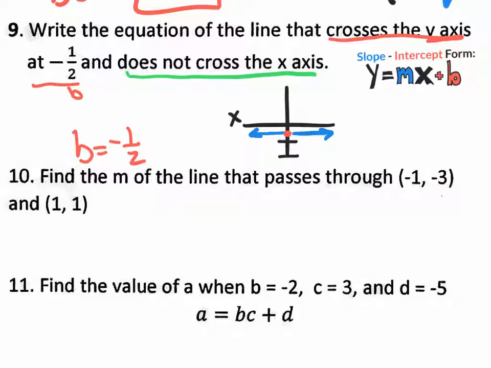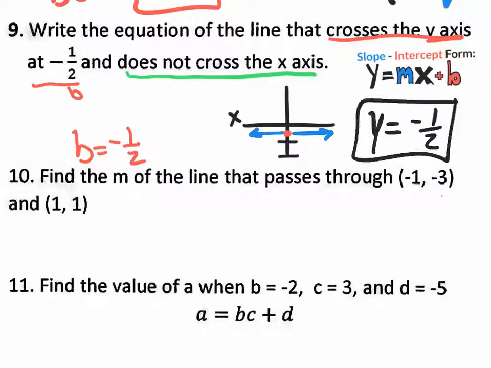That equation is y equals whatever that value is of the y-axis that it crossed through. So y equals, what is that y value that it crossed through? It crossed through -1/2. Okie dokie, let's move to the next one.